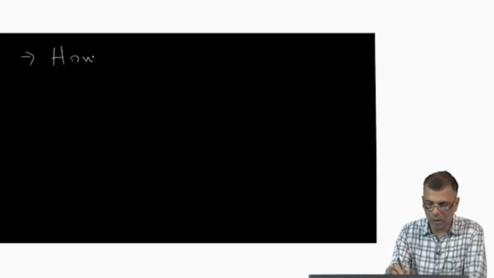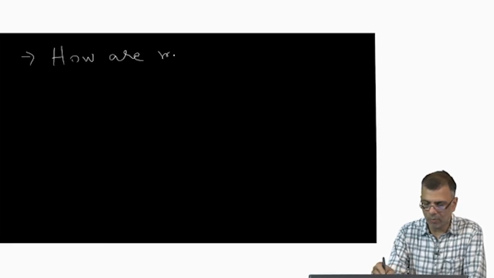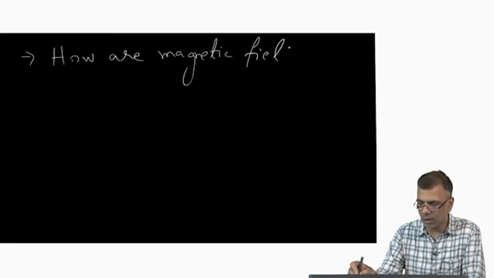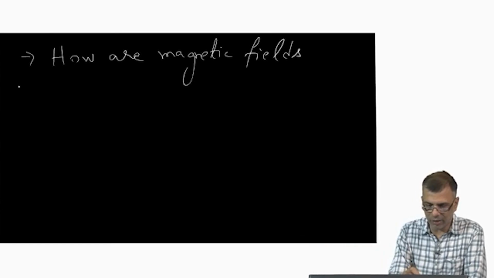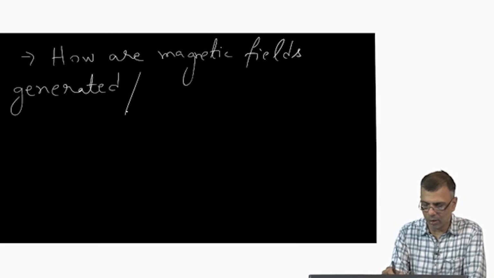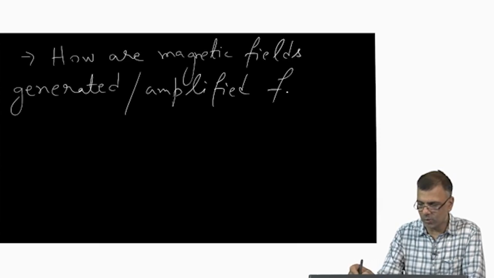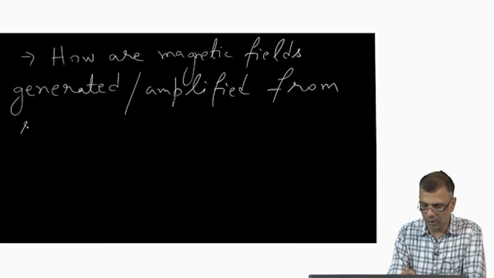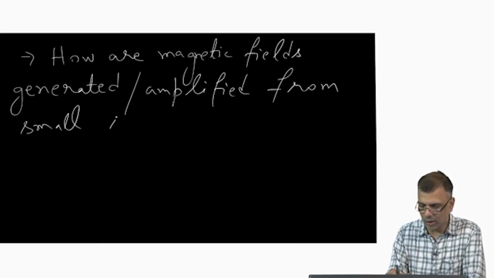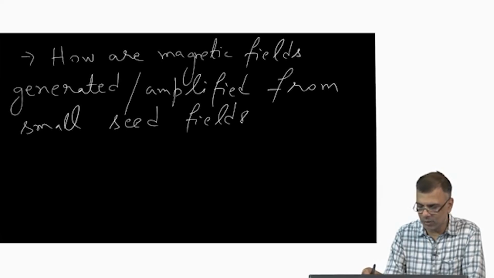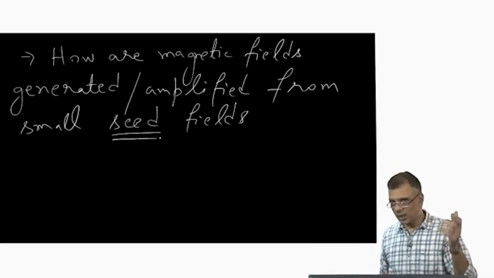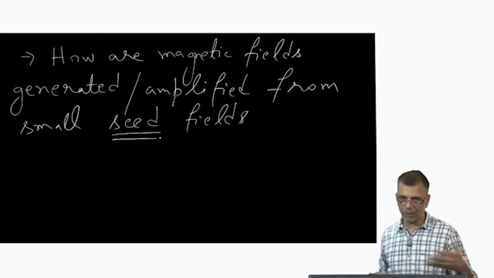how are magnetic fields generated or amplified from small seed fields. So, now here is the thing: you always have to assume that there was some existing seed field. The magnetic field that we are observing today is not that seed field. Okay, it's a very mature field.